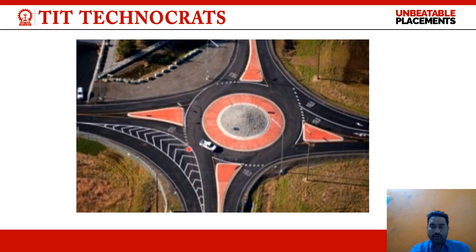This is the overall view of a rotary intersection, by which we can see the diverging, merging and weaving of the vehicles in a particular road intersection.